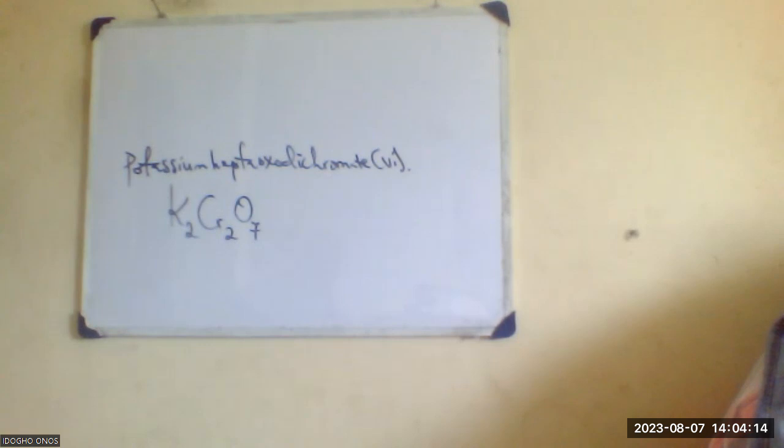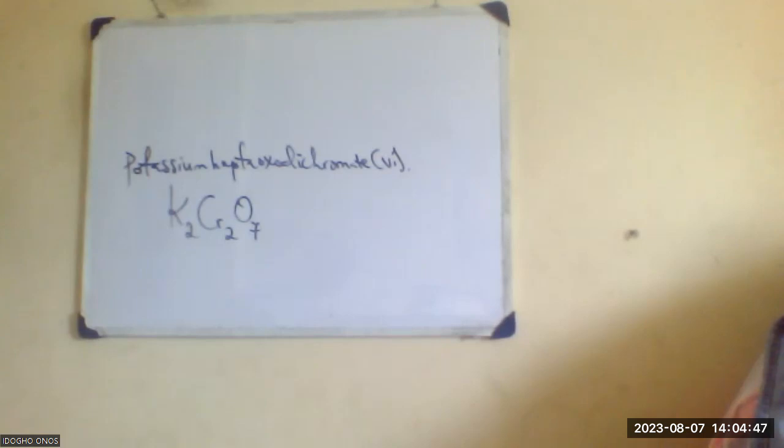The first one, which is the law of conservation of mass, states that matter can neither be created nor destroyed, but can be converted from one form to another. Is that okay? Yes, sir. Okay. Let's look at one example under that.